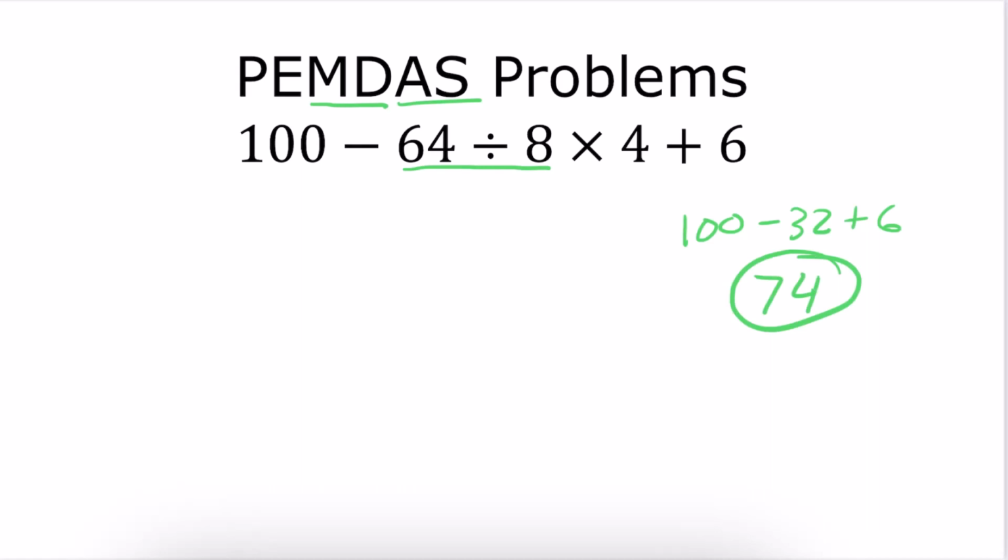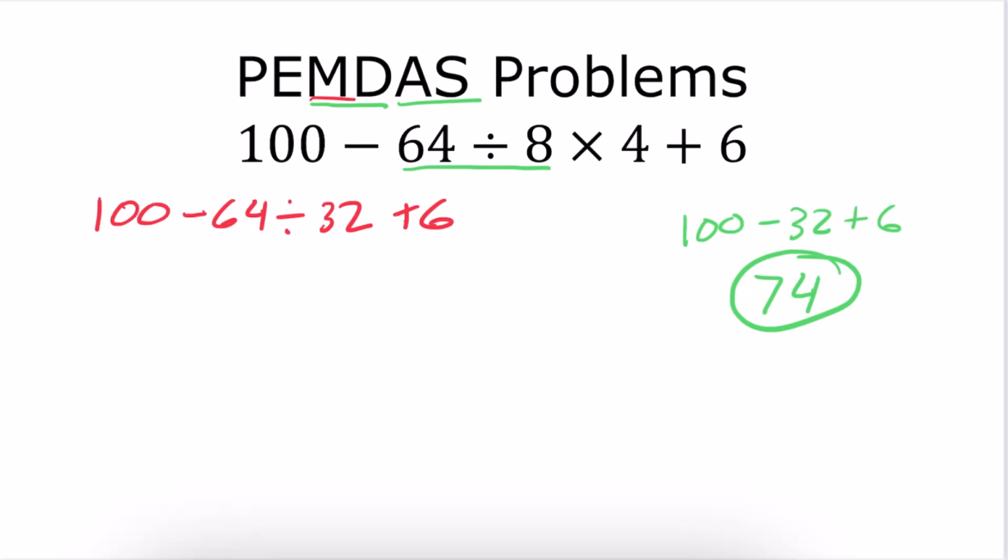Now, one of the most common mistakes that I often see my middle school and high school students make is they do PEMDAS in the order that the mnemonic tells them to do. They say no parentheses, no exponents, but I do have multiplication. So they'll think of this as 100 minus 64 divided by 8 times 4, which is 32. And then they'll add 6. So they simplified the multiplication. Then they'll simplify the division.